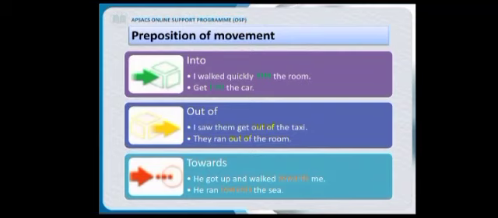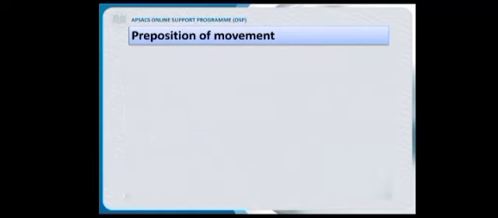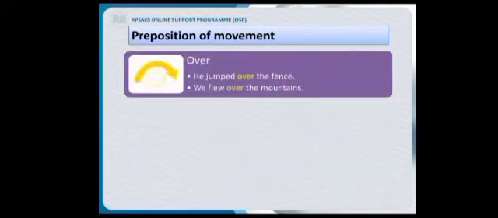Towards. He got up and walked towards me. He ran towards the sea. So when we move to one place or person, we use towards. Over. He jumped over the fence. We flew over the mountains. So when we are going from above something without touching that, we use over.